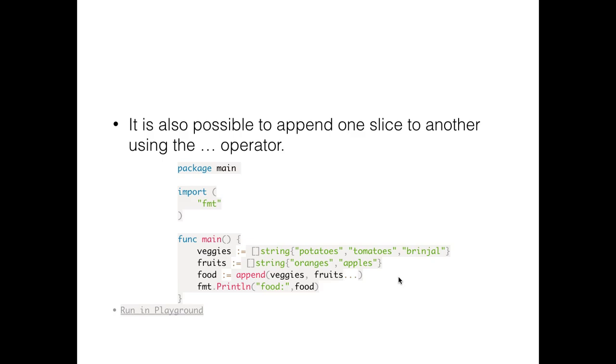It is also possible to append one slice to another using the ellipsis operator, or the three dots operator. Inside the main function, we have the veggies slice, which is string type and takes three values: potatoes, tomatoes, and brinjal. Then you have one more slice called fruits that takes the values oranges and apples. Then you're appending fruits to veggies, making another slice called food, and printing that particular slice.